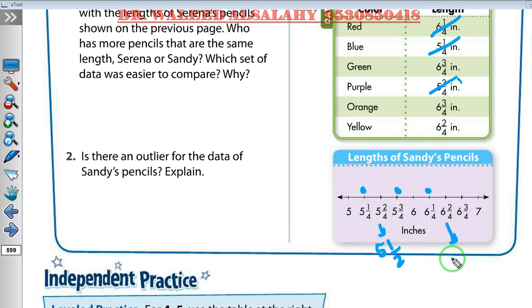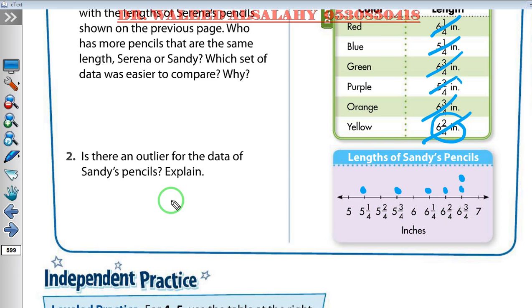6 and 2 over 4 is the same as 6.5. It's the half distance between 6 and 1/4 and 6 and 3/4. Or you can divide by 2. It will be 6.5. No problem, the same. Where is 6.5 here? The same, 6 and 2 over 4. One time, put one time only. 6 and 3 over 4, 2 times. So put 2 dots. So what is the most common number here? The most common number is 6 and 3/4.